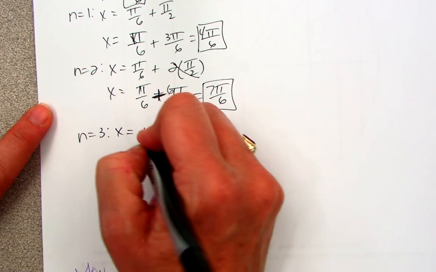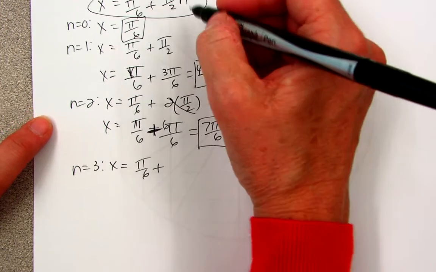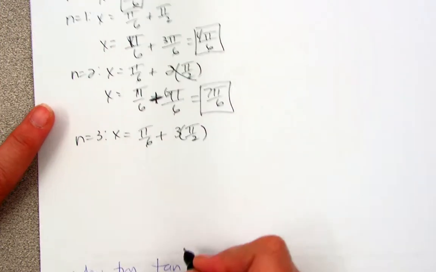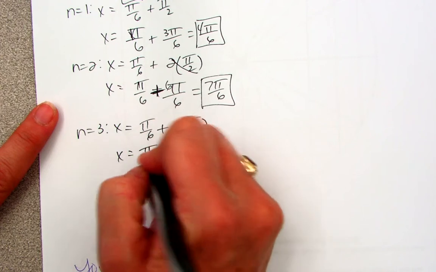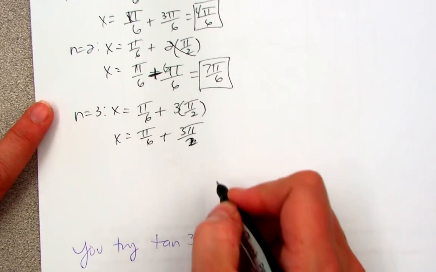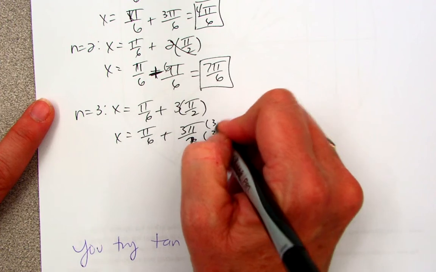Oh, happy days. Let's see, this guy here, and I'm going to put in 3 times pi over 2. X equals pi over 6 plus 3 pi over 2. I need a common denominator: multiply both by 3, top and bottom.